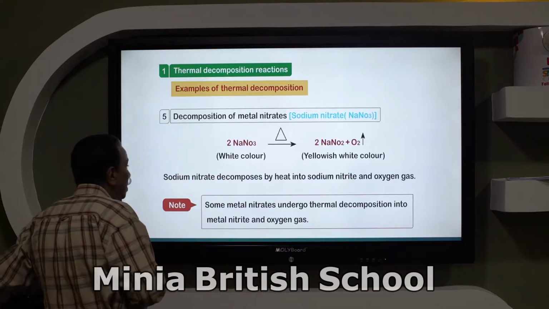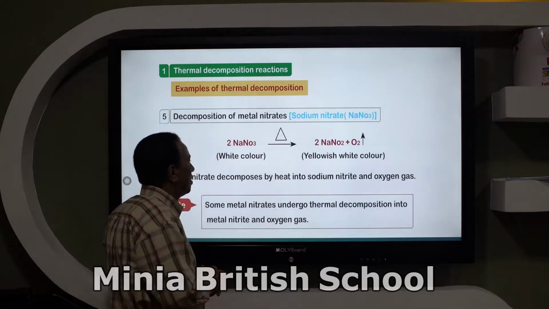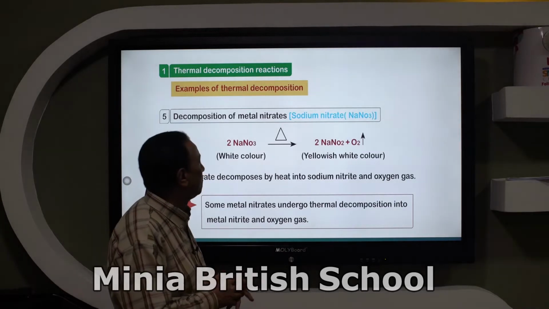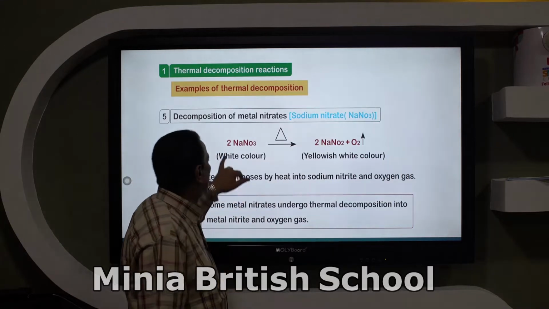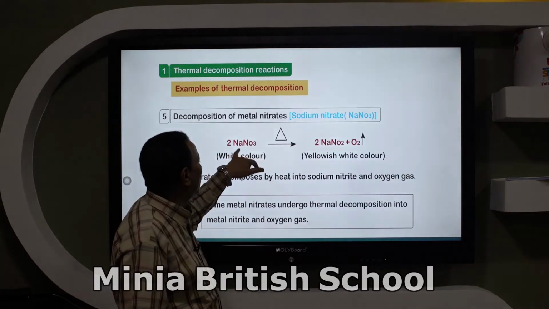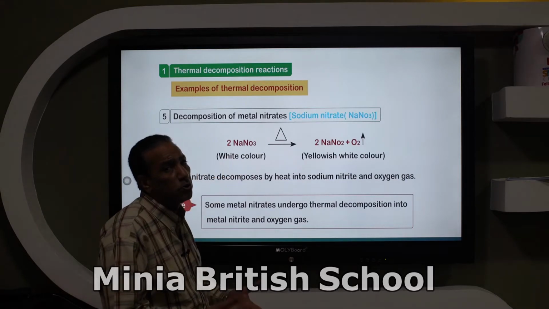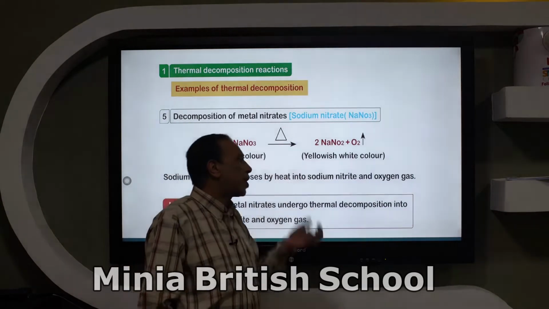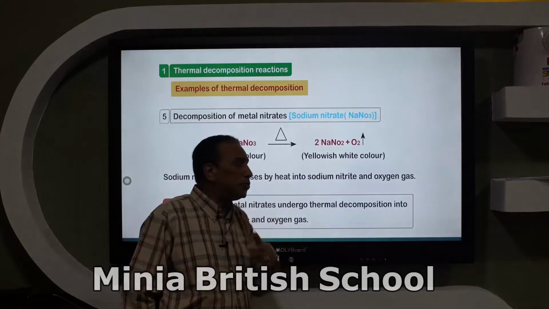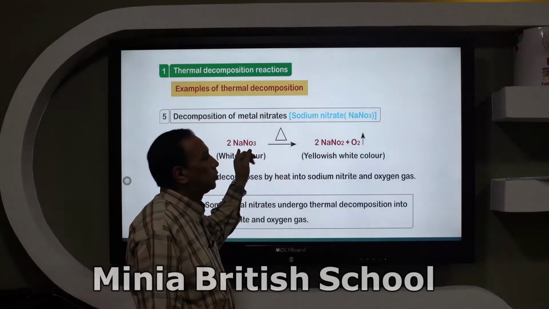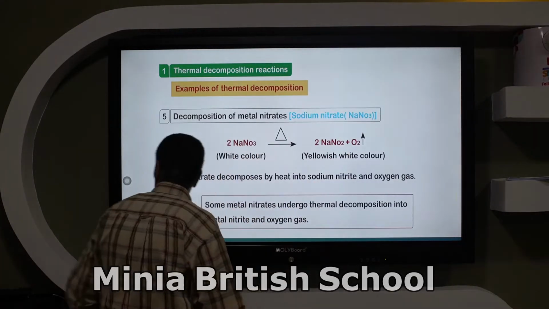The last one in the thermal decomposition reaction is the decomposition of sodium nitrate or potassium nitrate. It decomposes into sodium nitrite and oxygen. Take care that the sodium nitrate compound has a white color, but after decomposing it by heat, it will give a yellowish white color due to the formation of sodium nitrite. See the difference in writing it. This is sodium nitrate, this is sodium nitrite, and evolving oxygen.